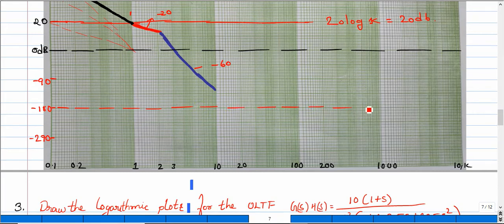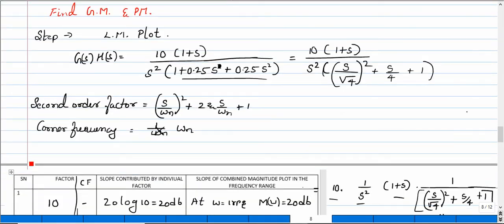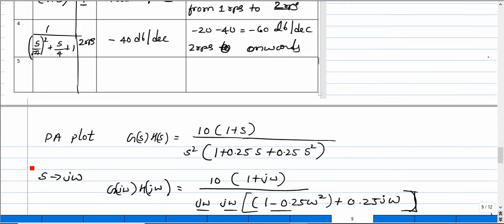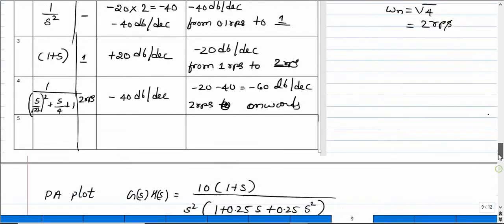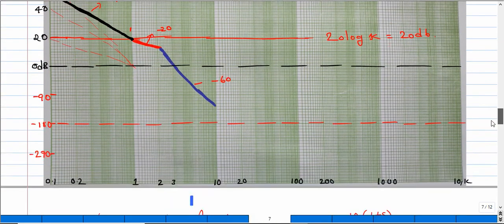So this particular line we call the minus 180 degree line, which is a reference line. Now we shall mark the same points by considering the phase angle plot. When I substitute omega as 0.1, I am getting minus 175. Okay, minus 175, so let me take a thick line. Minus 175 somewhere here.